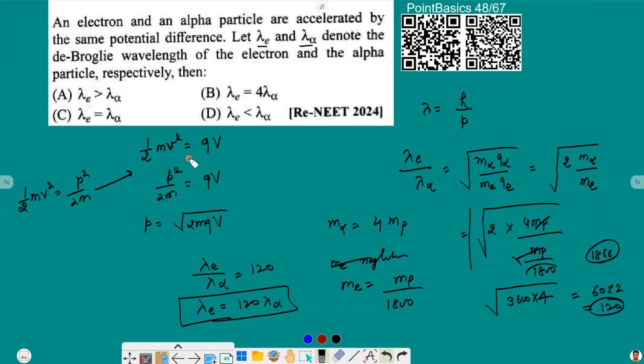So as I can see, none of the options directly matches this one, but option A, that λ of electron is greater than λ of alpha, can be the right option as per the given condition. So option A will be the right answer here.